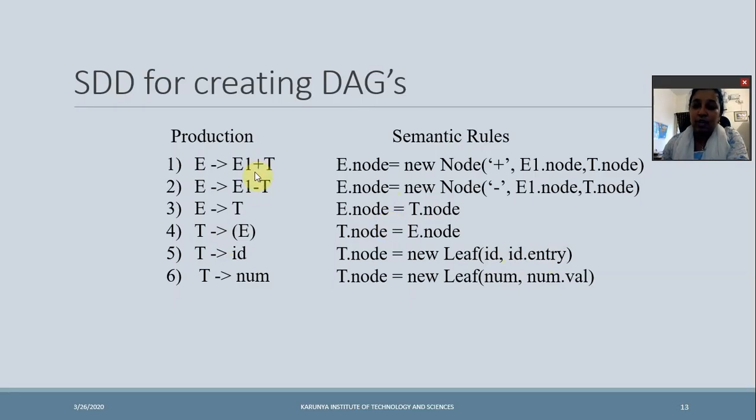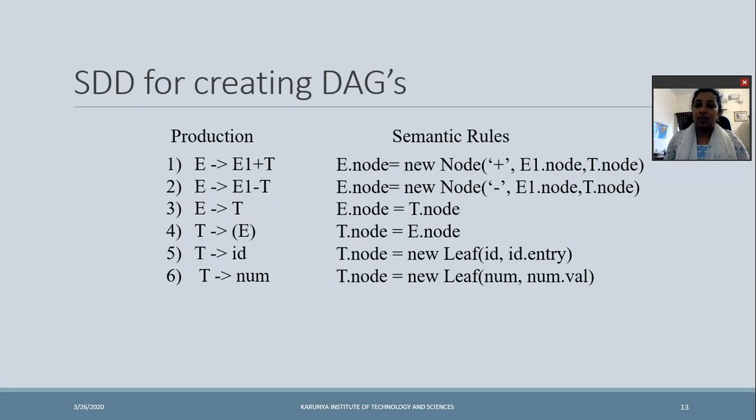But when it comes to an operator, you create a node with three fields. One is the operator, the second one is the left hand side operand, and the third one is the right hand side operand. These explanations we'll do in the next video with some more examples, showing how every node will be created. From the syntax directed definition, we can do type checking, we can do syntax tree construction, and also we can generate intermediate code. These three we'll see in the next video.